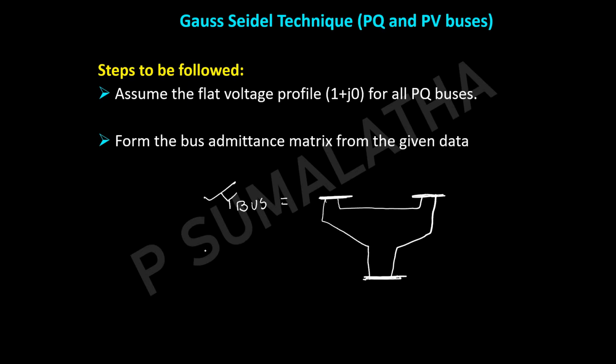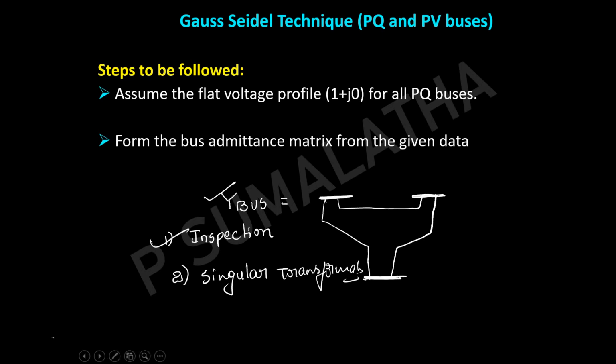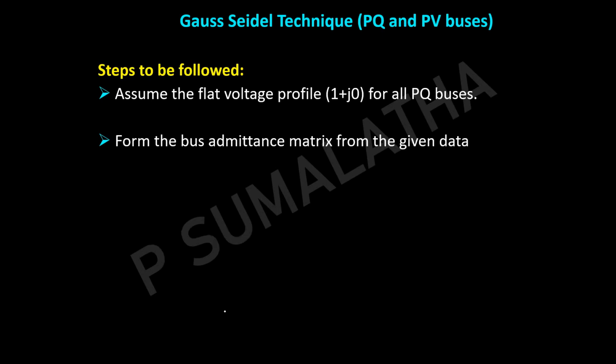You know 2 different methods that we can use here: one is the inspection method, or you can use the singular transformation method. For load flow analysis in general, we won't go for the singular transformation method because it becomes lengthy. So we will preferably use the inspection method only. Now let us see the third point. Set iteration count k equal to 0. We did this in the previous problem also.